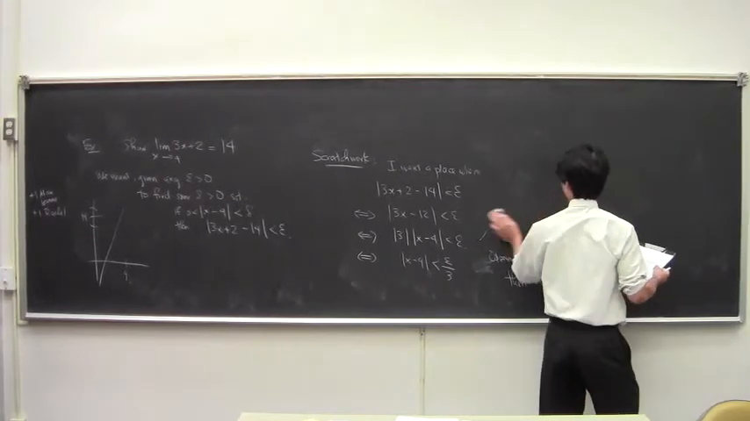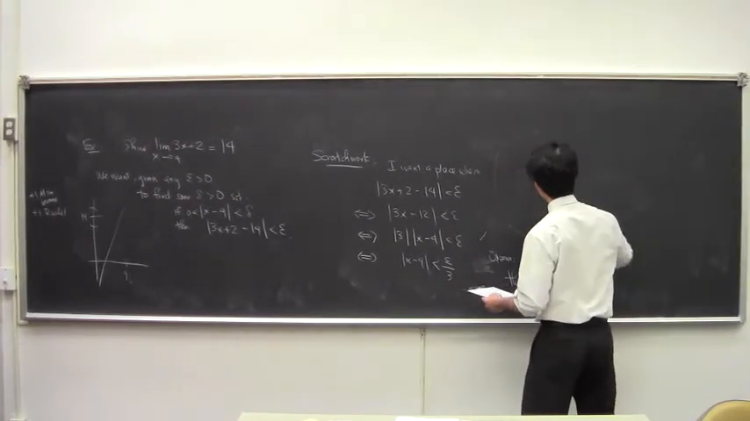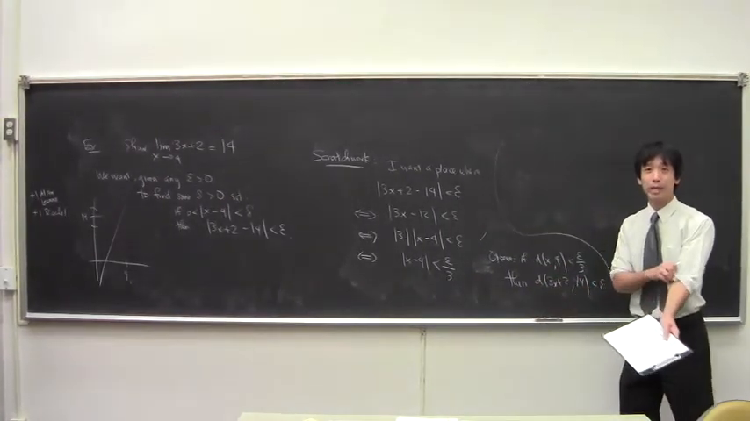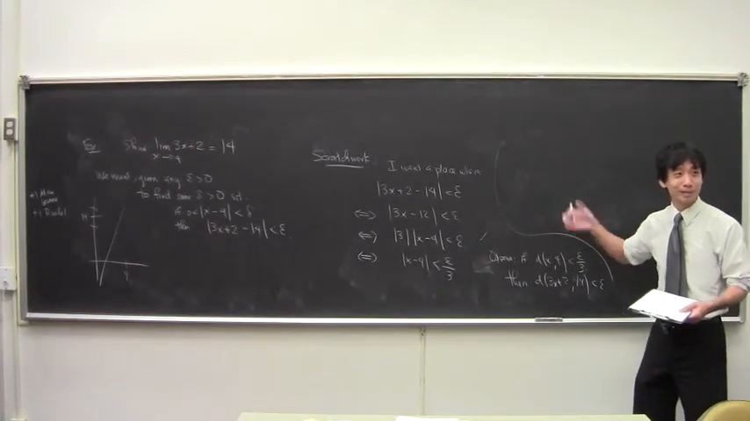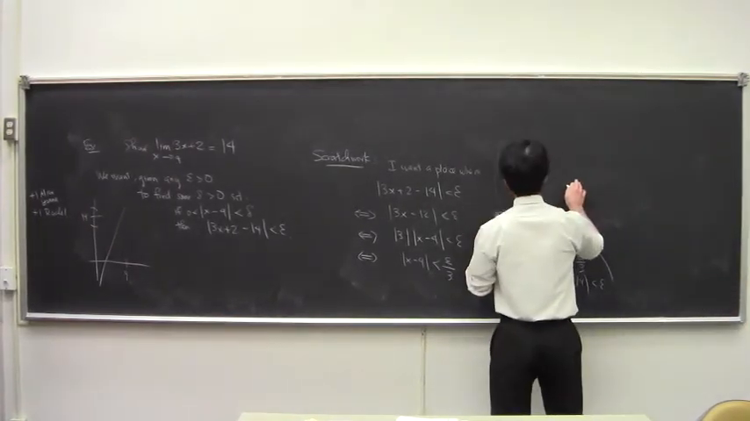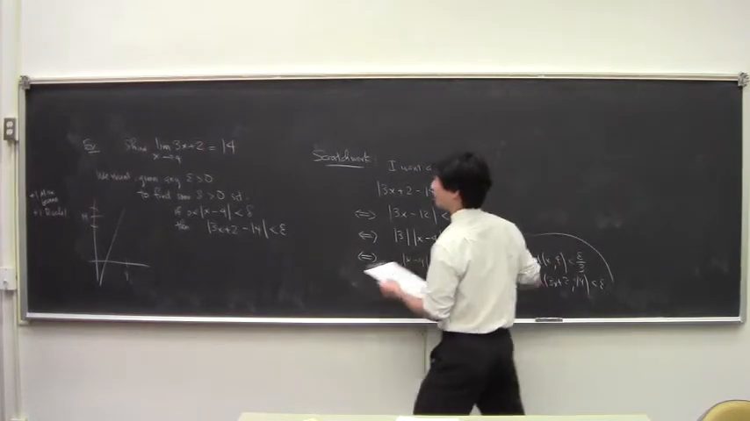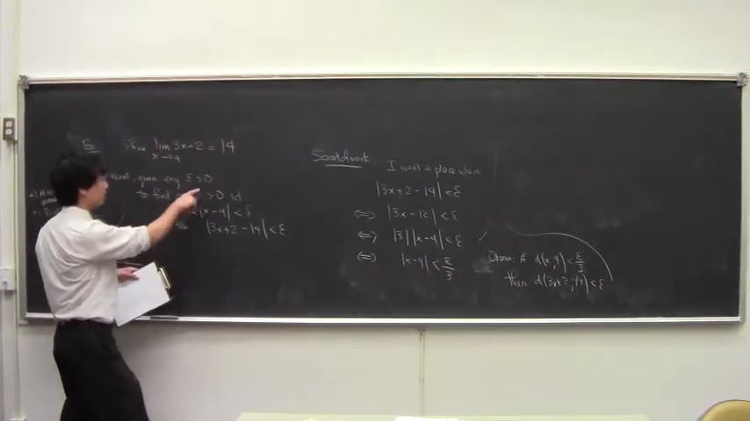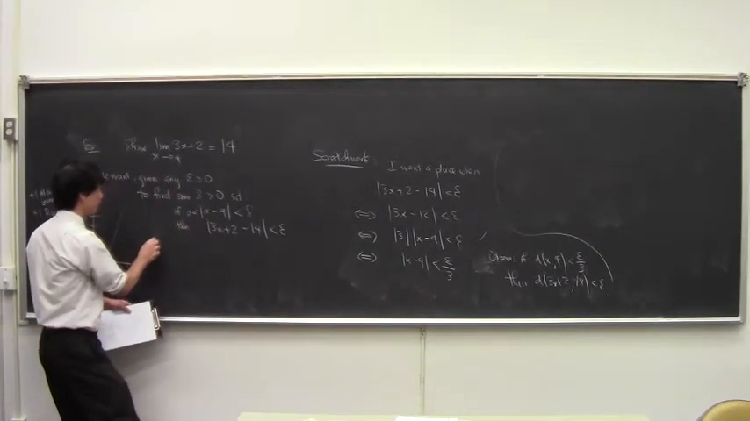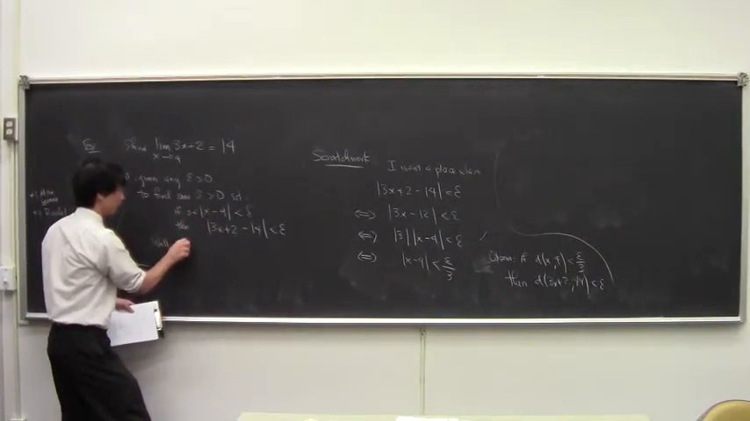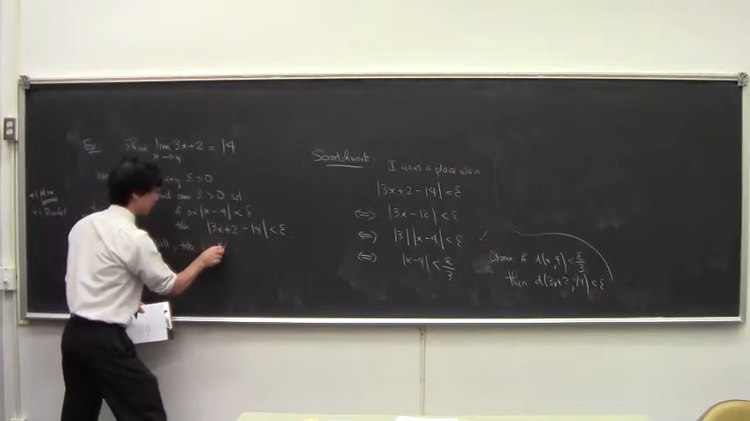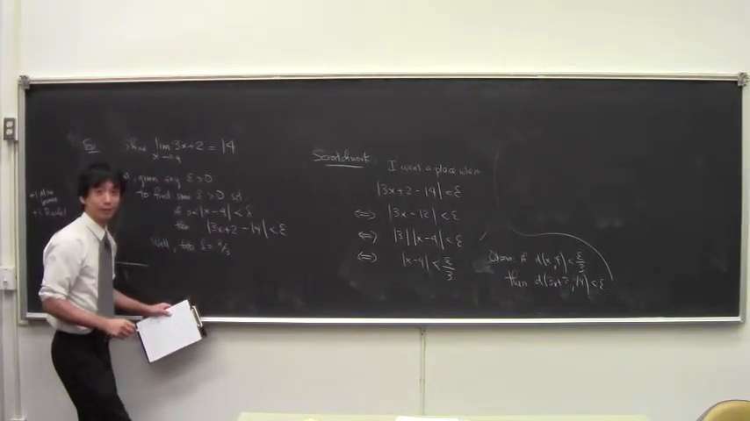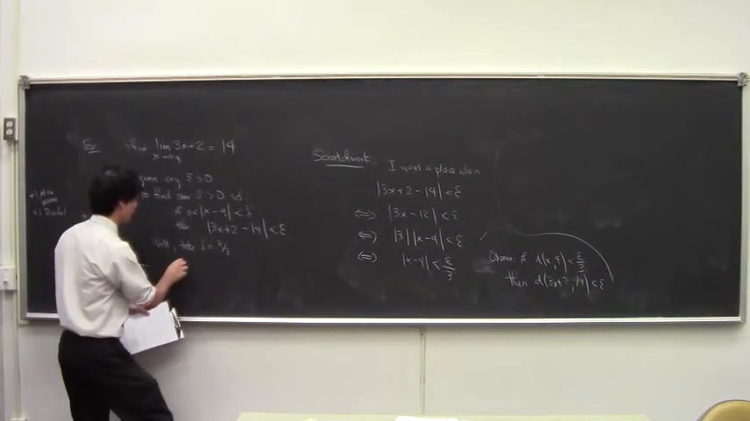So after doing the scratch work, you write it up. And writing it up is basically just writing everything backwards. So you'd say, oh look, we'll write it up over here. We want to find some delta so that blah, blah, blah. Well, take delta to be epsilon over 3.